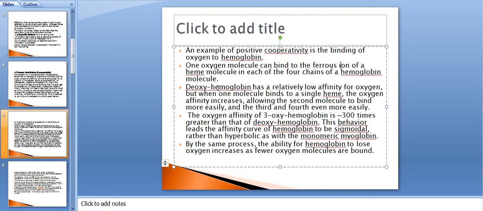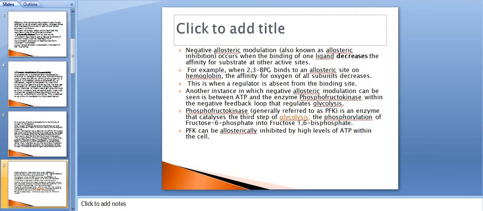Okay, by the same process, the ability of hemoglobin to lose oxygen increases as fewer oxygen molecules are bound.